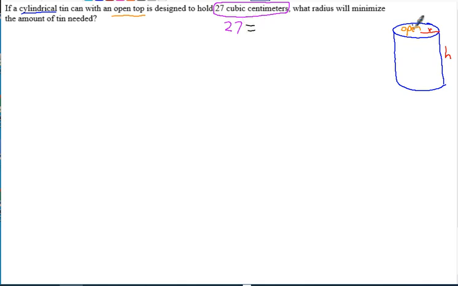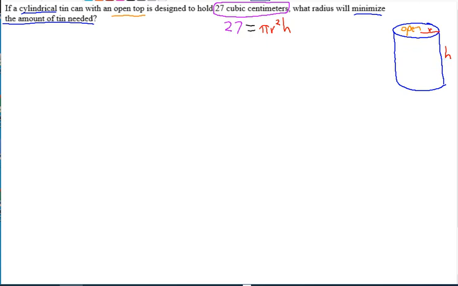And the volume of a cylinder, remember, is the area of the circle, pi r squared times the height. But that's not our main equation. That's just going to help us out because it says what radius will minimize the amount of tin needed. Well, the amount of tin, that would be the surface area.